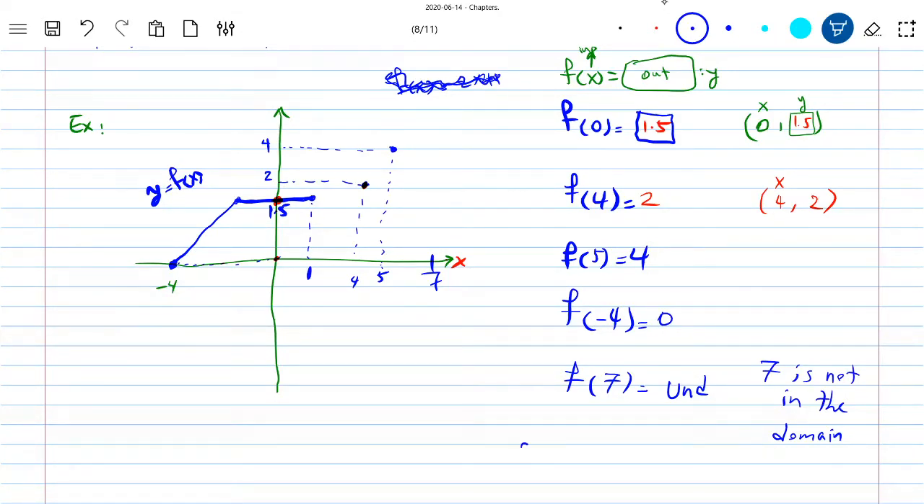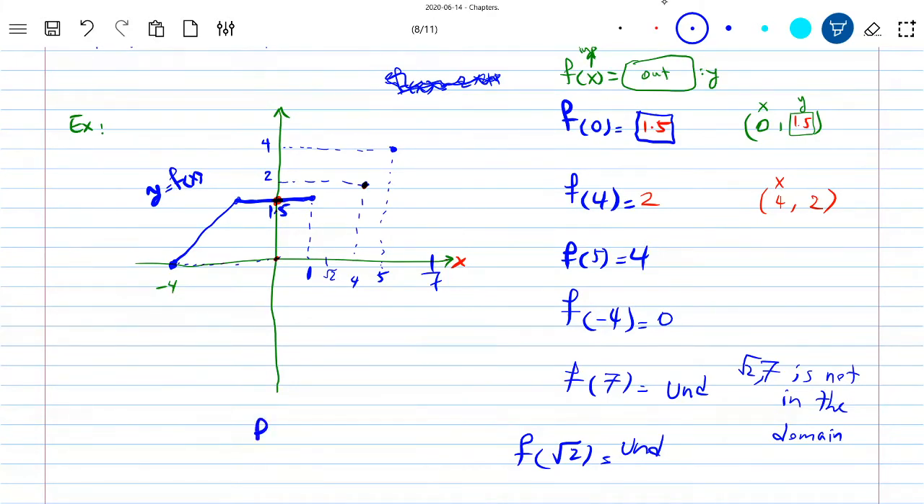If I pick f of square root of 2, square root of 2 is somewhere here. It's 1.4. Where is that point? I don't see any point on the graph for square root of 2. I do not see any point if you look at the vertical one. So what does it mean? It means again undefined. There is no point that corresponds to square root of 2 for x. So square root of 2 is not in the domain either.